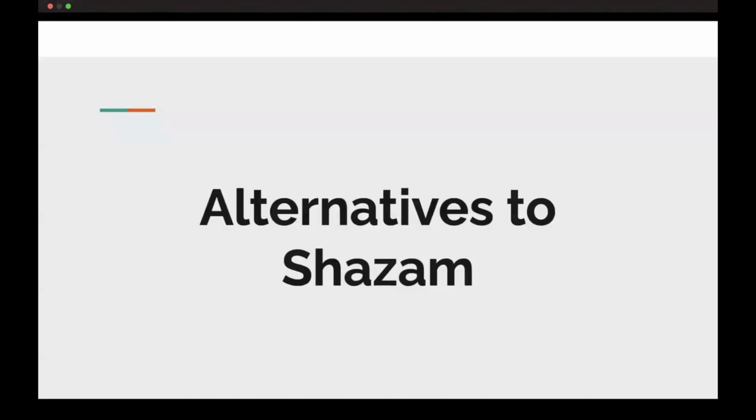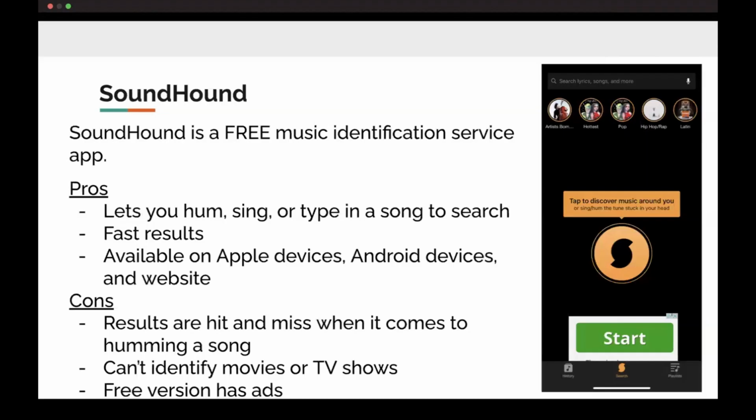Alternatives to Shazam. SoundHound. SoundHound is a free music identification service app. Pros: it lets you hum, sing, or type in a song to search. Fast results, and it is available on Apple devices, Android devices, and its website. Cons: results are a hit or miss when it comes to humming a song. It can't identify movies or TV shows, and the free version has ads.